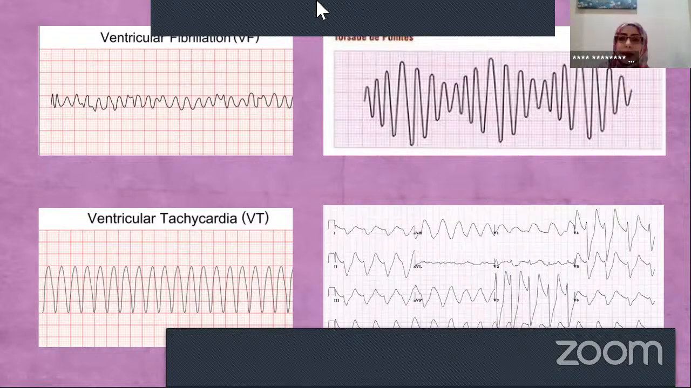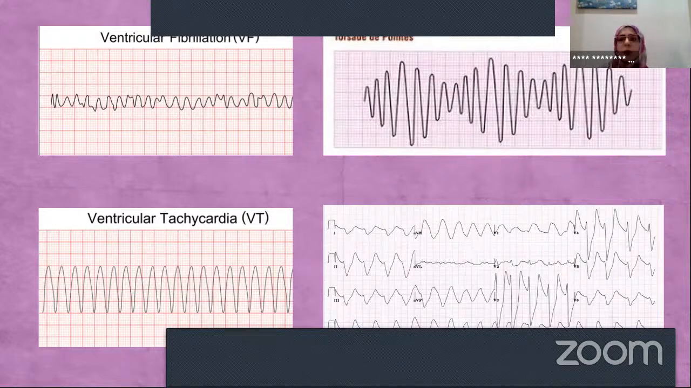Okay, this is a very important rhythm, as I told you. This is a kind of ventricular tachycardia. As you see, the QRSs are wide and there is no P wave, and the heart is tachycardic. Okay, someone has answered.